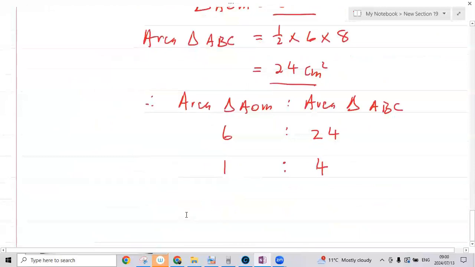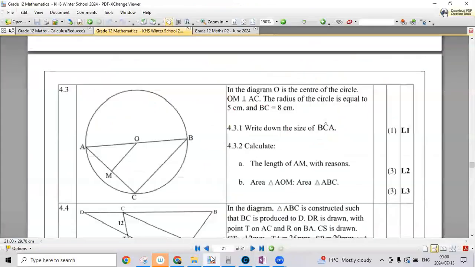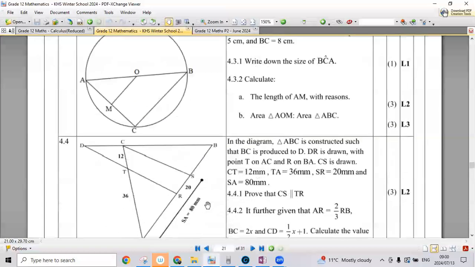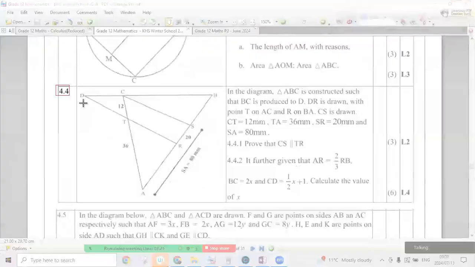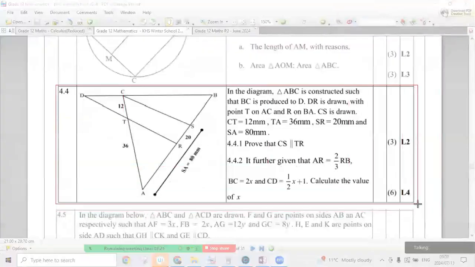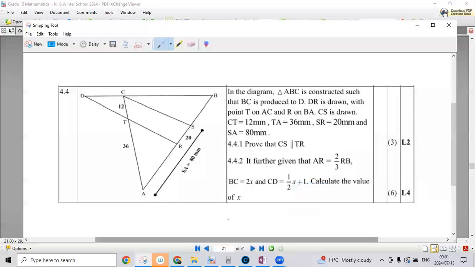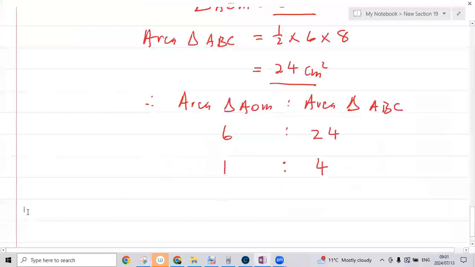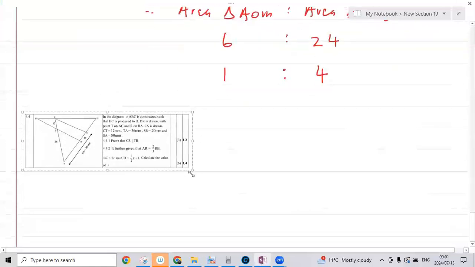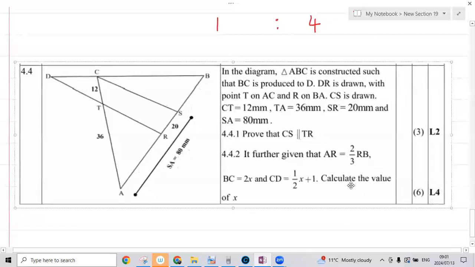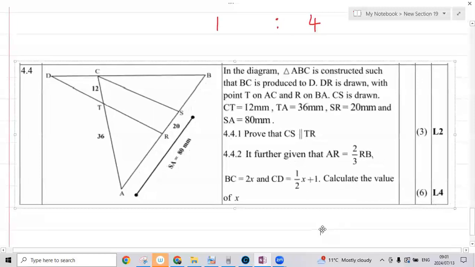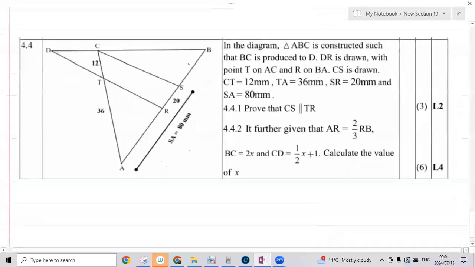Okay, so let's look at our next question. 4.4. So 4.4, we're looking at the following. Okay, so in this particular question, we've got a level 4 question here that we need to take note of. Okay, a level 2 and a level 4 question.